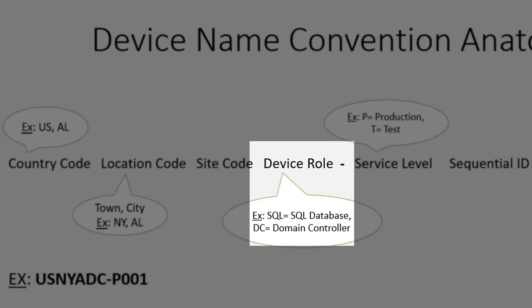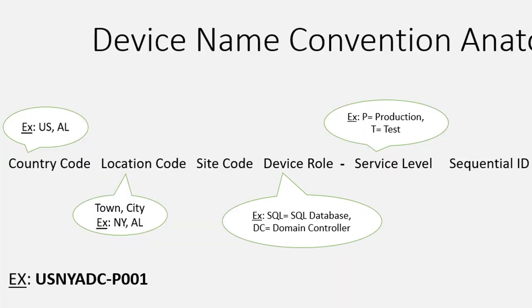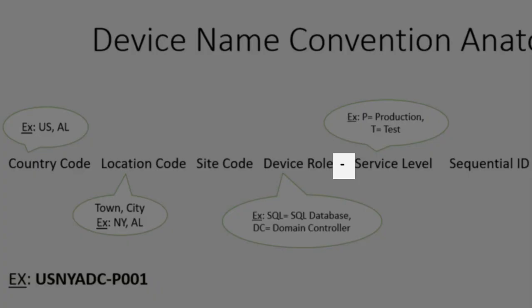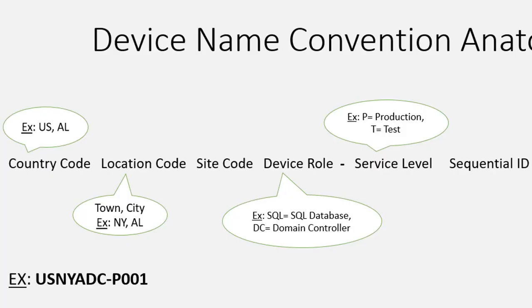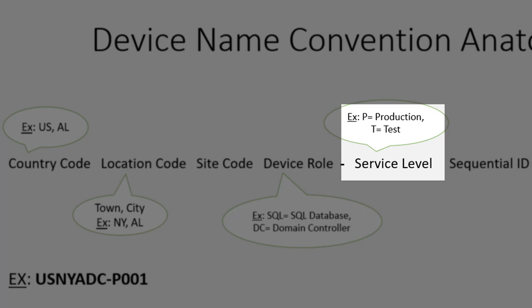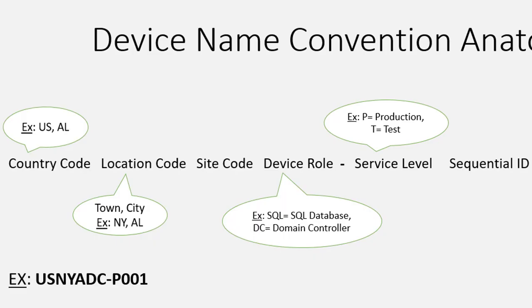You can use three characters to represent the device role. For example, DC for domain controller, SQL for SQL database server, WEB for web server, etc. This could be the first part of the name. To keep it readable, you can add a dash symbol before continuing with part 2, which could contain one character to identify the service level. It can be P for production server, T for test server, D for development, etc. And at the end, use digits for the sequence number.